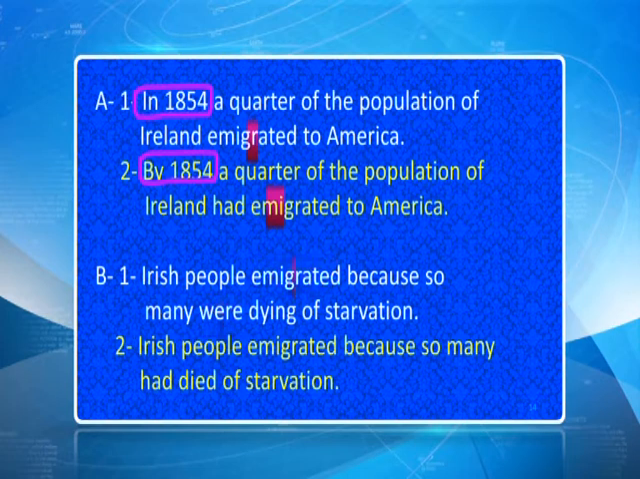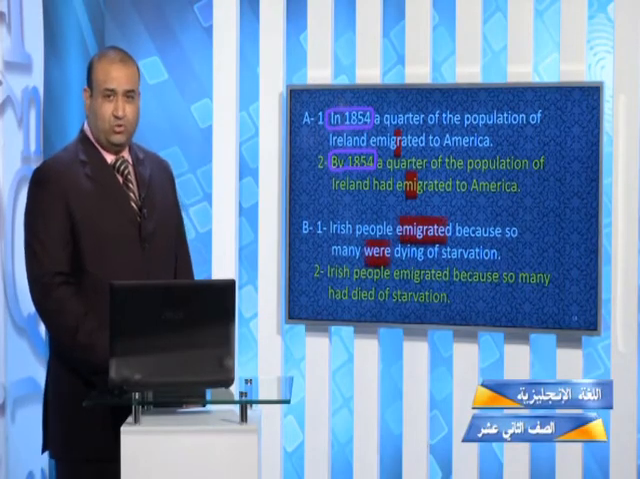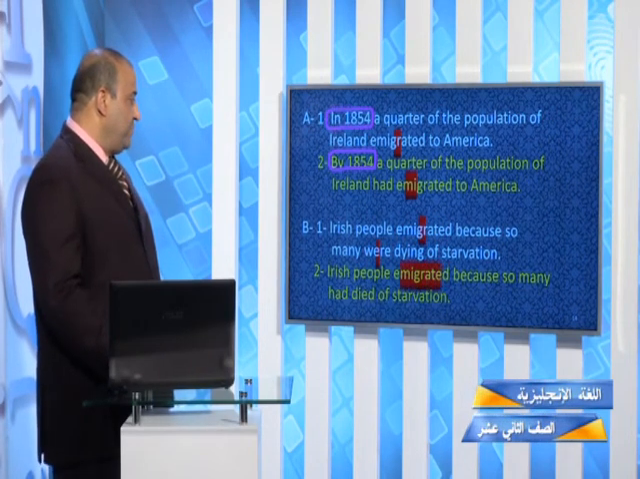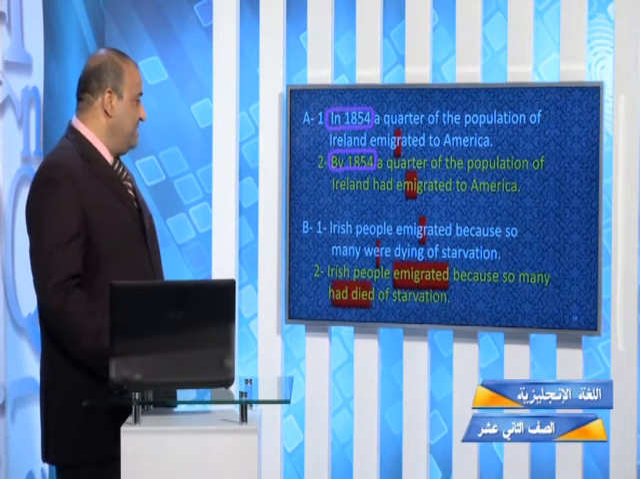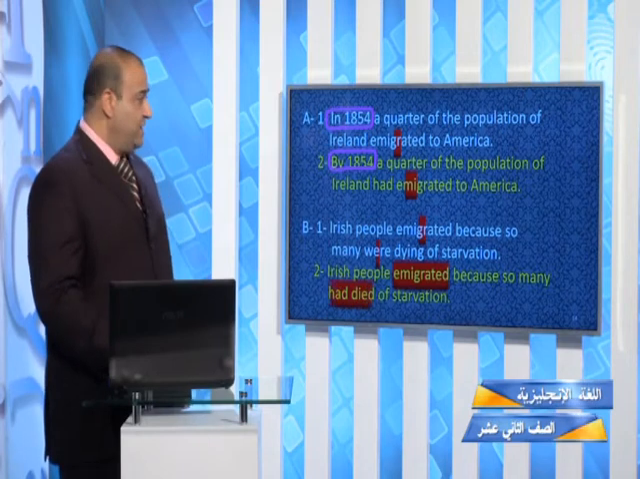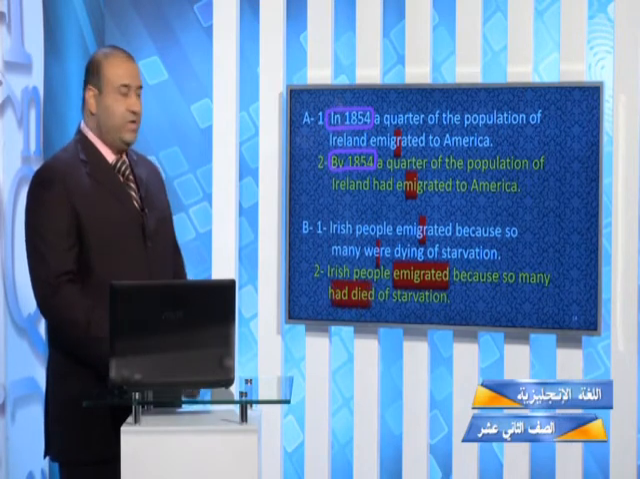Now let's move to B1. Irish people emigrated because so many were dying of starvation. Here we notice the use of two verbs in the simple past. Whereas in sentence number 2, Irish people emigrated because so many had died of starvation. There are here two actions that took place in the past, one before the other.